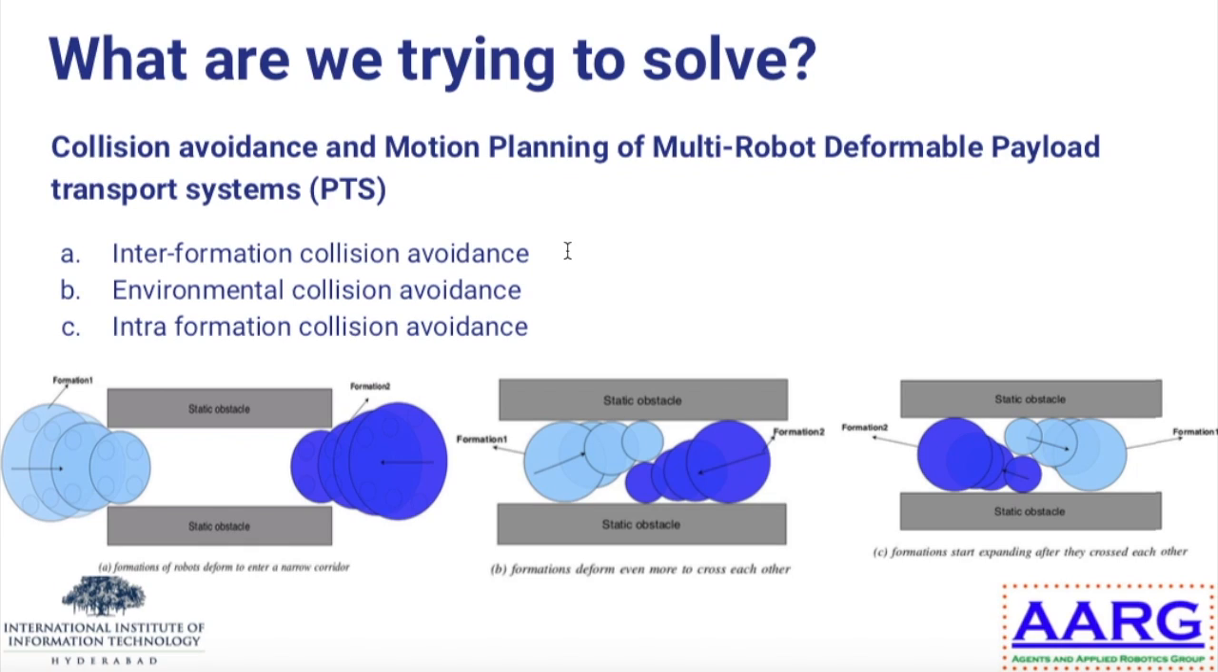Essentially, we are looking forward to cases where the formations squeeze in through tight and narrow spaces by deforming themselves as shown in the figure. Here, the two formations initially deform themselves so that they can enter a narrow corridor. They again deform themselves even more so that they can cross past each other. Once they cross each other, they start expanding to their original sizes.